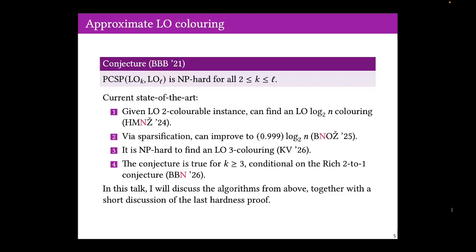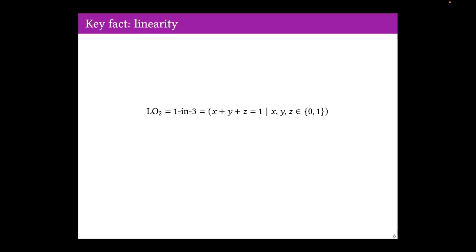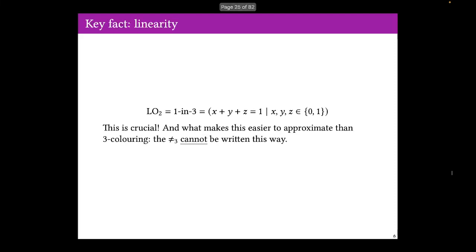In this talk, I'm going to discuss the 2 algorithms I mentioned above, together with a short discussion on the last hardness proof. The key fact that we'll be exploiting over and over again today is that LO_2, in other words 1-in-3, is linear. Fixing one thing to be 1 and 2 things to be 0 is the same as setting x plus y plus z equals 1 over {0,1}. This is a key observation, even if it's a bit simple, and in some sense, it's what makes this problem easier to approximate than 3-coloring. Not-equal-3 cannot actually be written in this way.